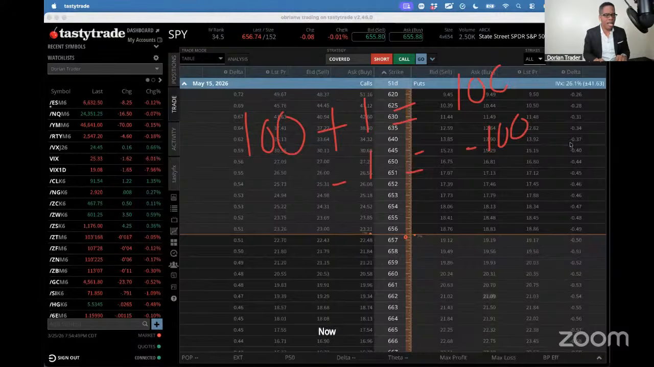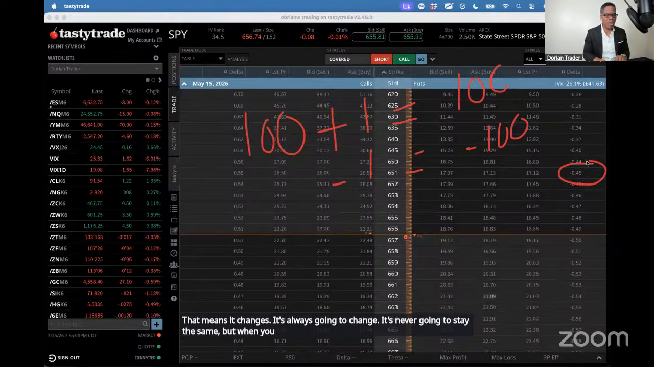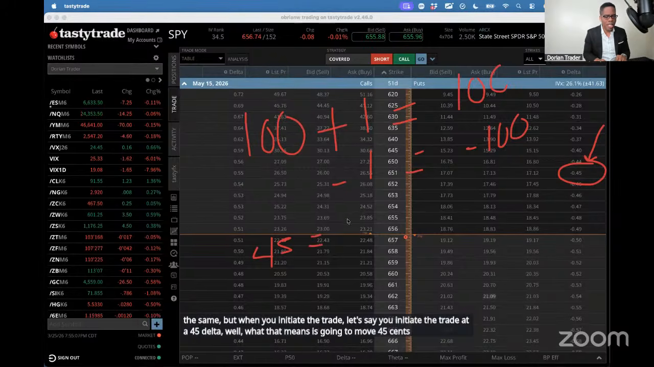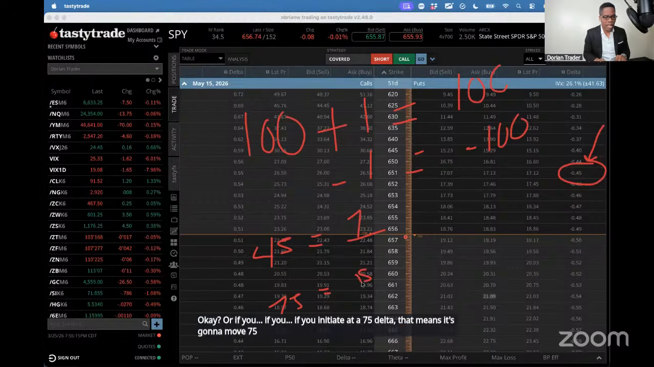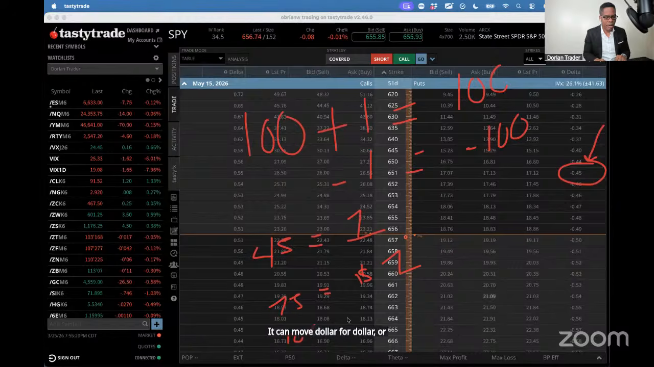Now, when it comes to options, delta is dynamic. That means it changes. It's always going to change. It's never going to stay the same. But when you initiate the trade, let's say you initiate the trade at a 45 delta, well, what that means is it's going to move 45 cents for every $1 move. Okay? Or if you initiate at a 75 delta, that means it's going to move 75 cents for every $1 move. It can move dollar for dollar, or 100, right?